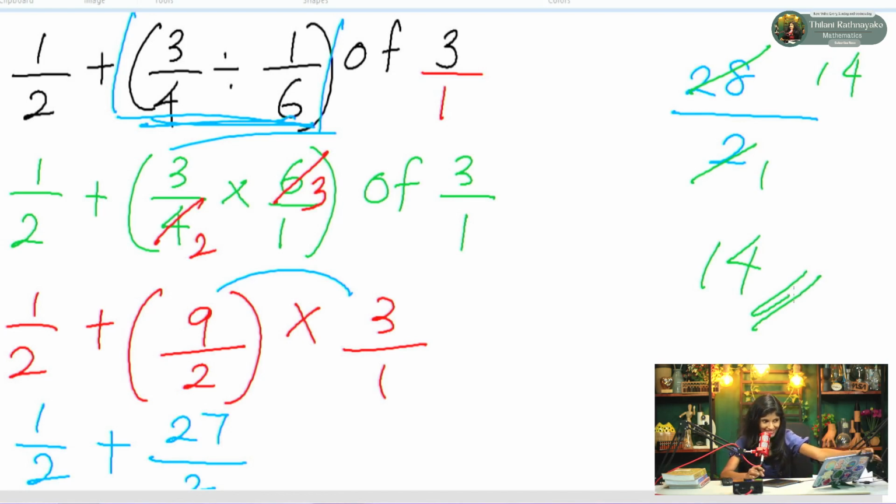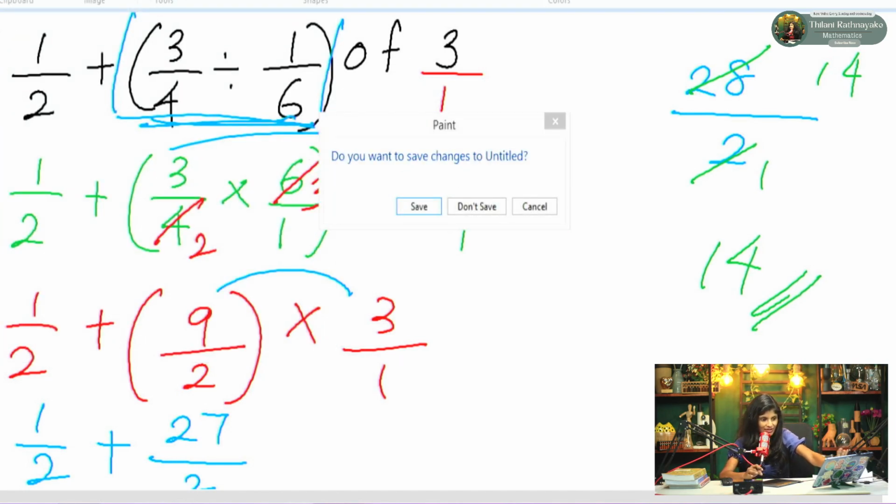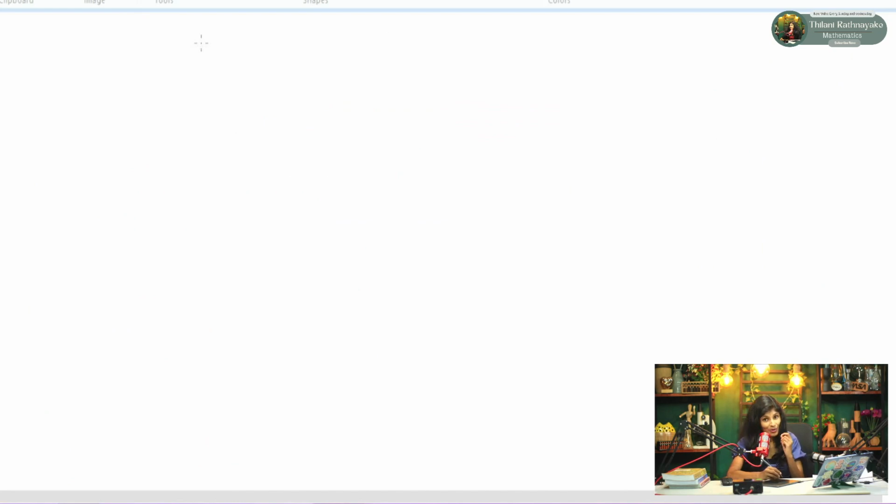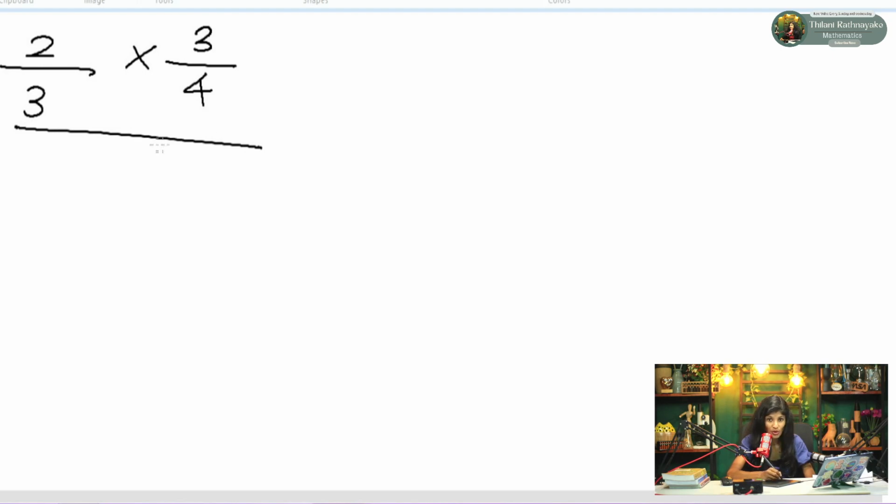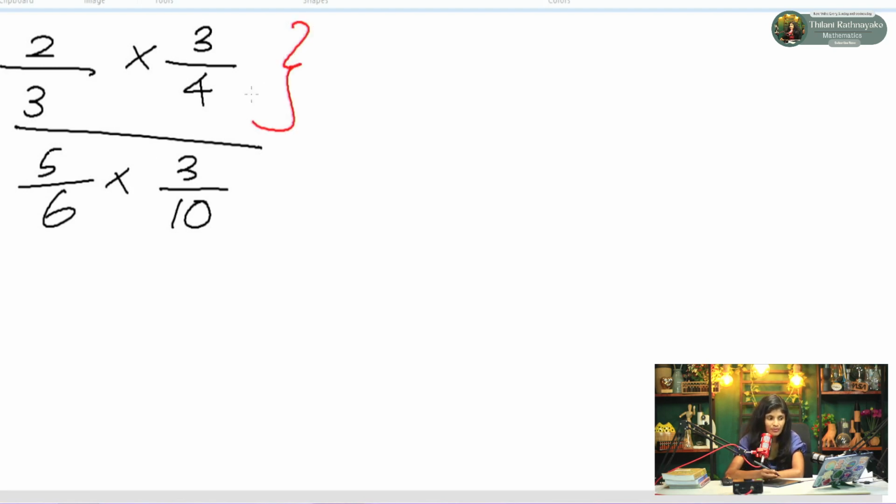Okay, so this is the last question we are going to discuss in this video. That is more complex. Study this one carefully. And there is a long division here. Now we have 5 over 6 multiplied by 3 over 10. So here we have 4 lines in the same question. What I'm going to do first is simplify the first 2 lines. This part I'm going to simplify first.